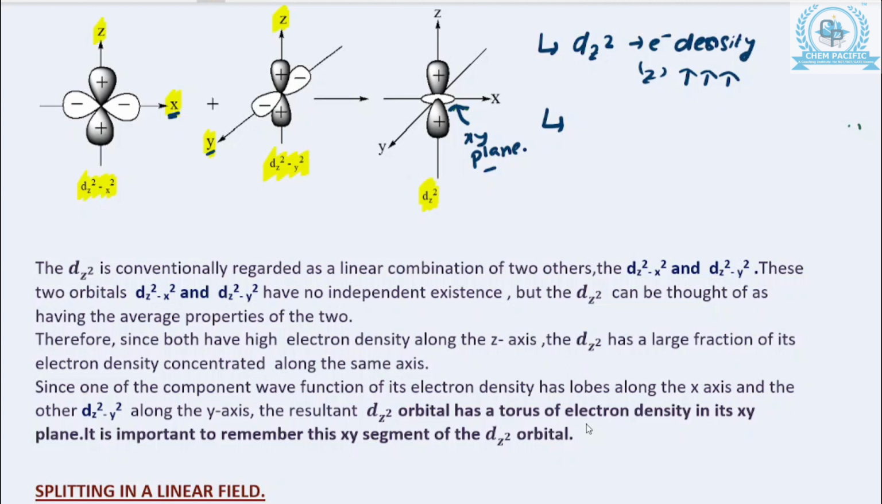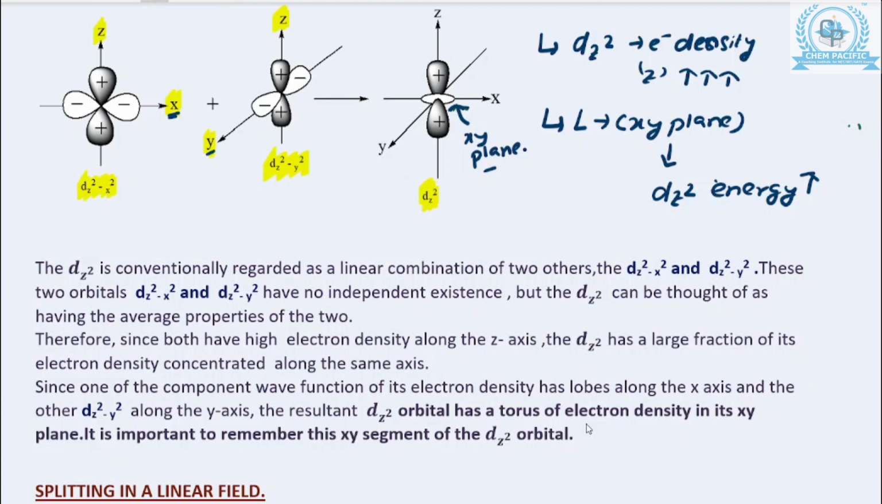It means अगर कोई ligand का approach along the xy plane हो रहा है, then definitely to some extent the energy of the dz square will definitely get affected and will surely to some extent increase. Clear? So this is very important. Let me recapitulate once again.